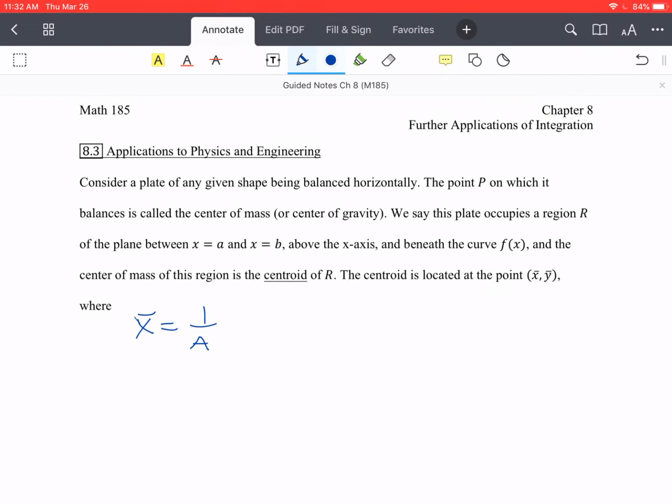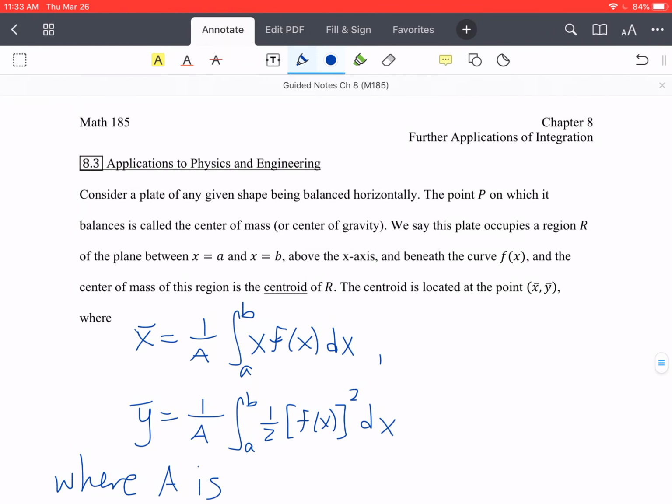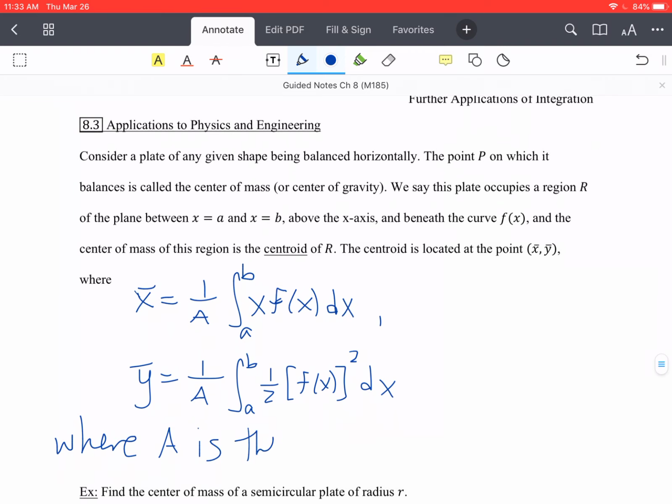is 1 over A times the integral from a to b of x f of x dx, and y bar is 1 over A times the integral from a to b of 1/2 f of x squared dx. And this is where A is the area of R. So that region that we're looking at.